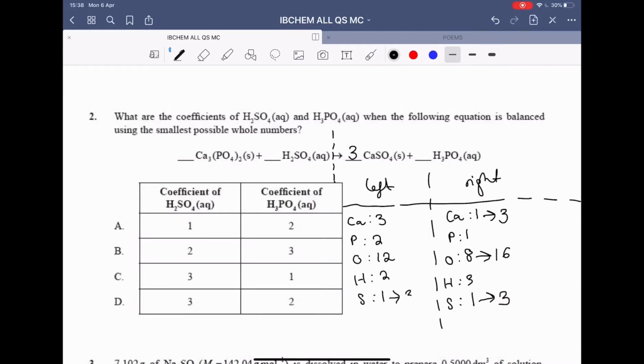We can see that on the left, S is 1, and on the right it's 3. So let's put a 3 in front of H2SO4. That means S becomes 3, H becomes 6, and O becomes 20. I think 20. Yes.